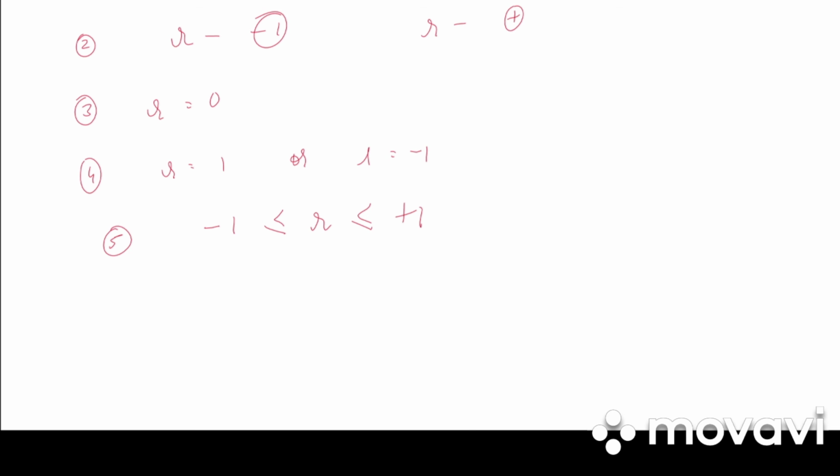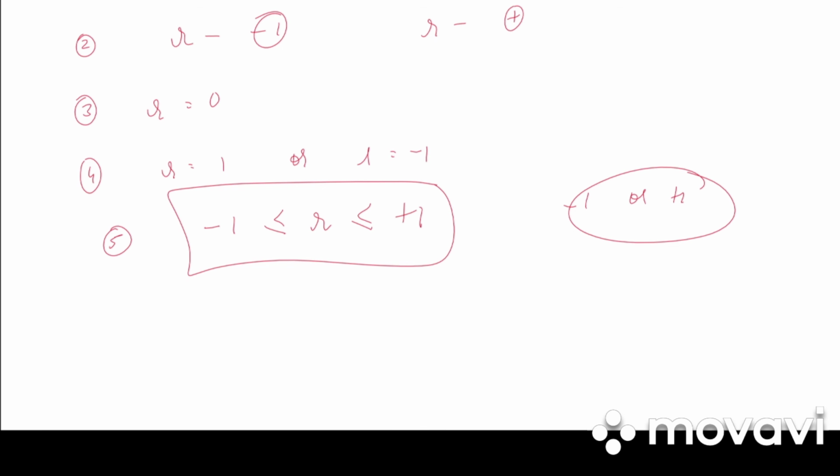So whenever the value of R is not within this range, that is minus 1 to plus 1, it means there is some error in the calculation. So always remember the value of R will be between minus 1 and plus 1.